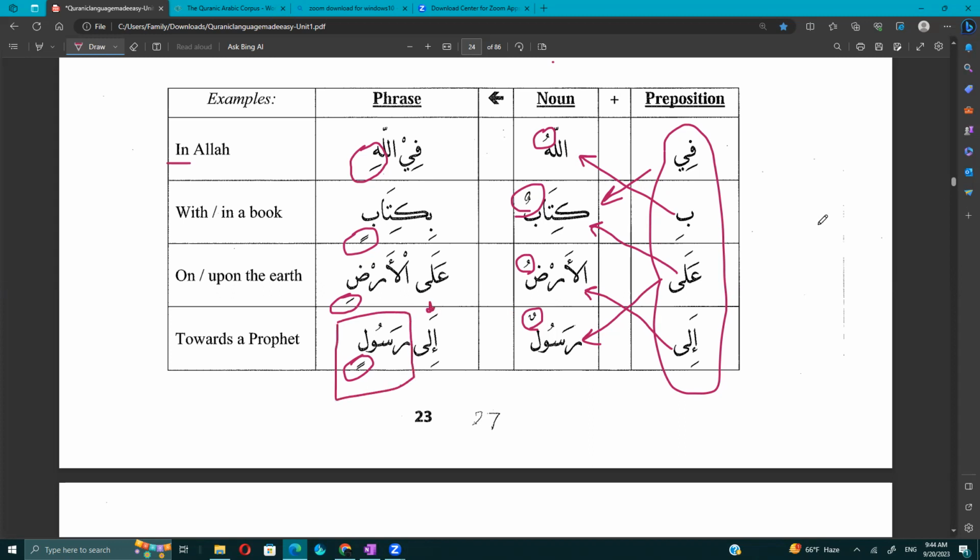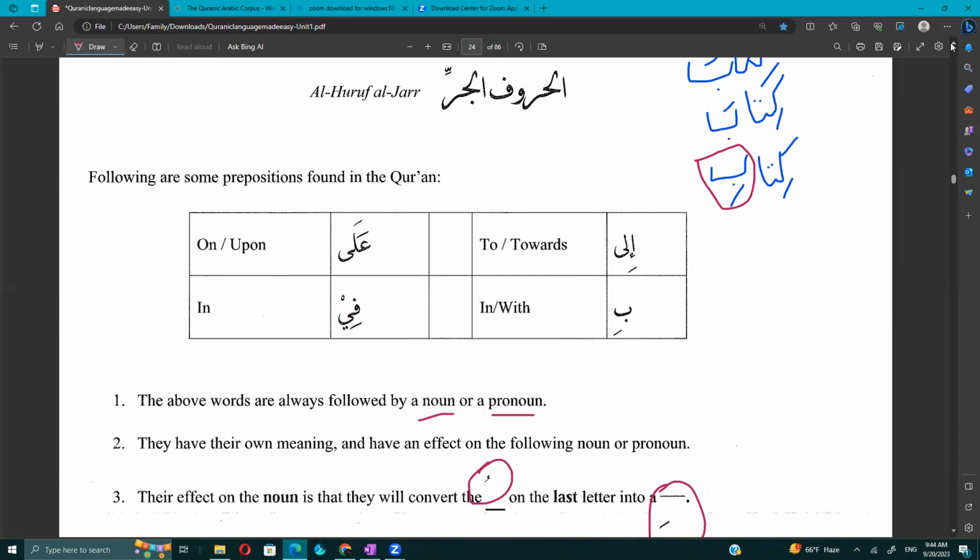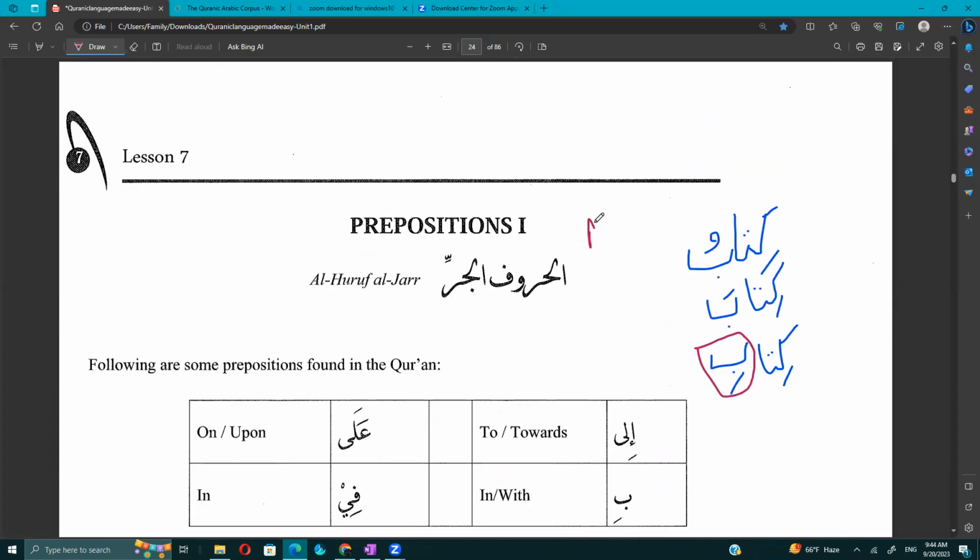And I will tell you, if it has a dhamma, it is called marfu. Just write this down. If it is a dhamma, this is the default one. By default, all the letters in Arabic are dhamma, that is marfu. You can write it down. This is called marfu.